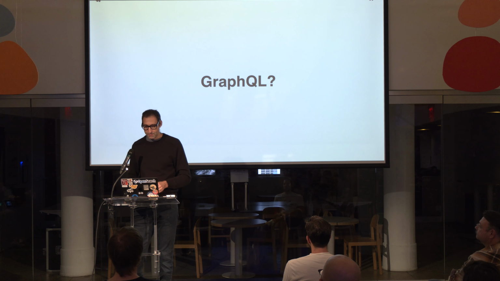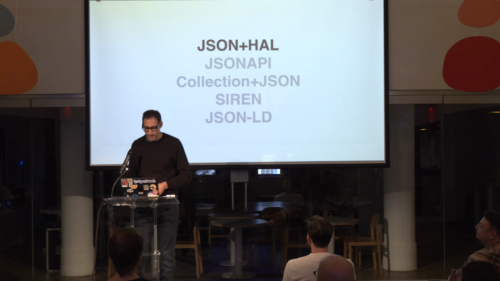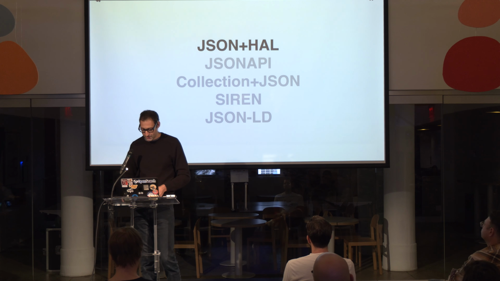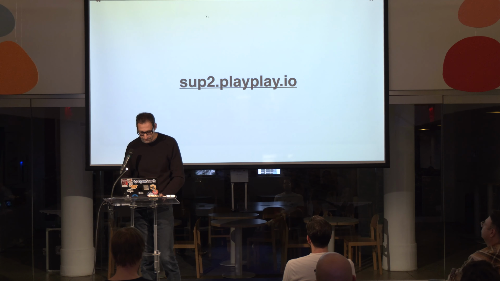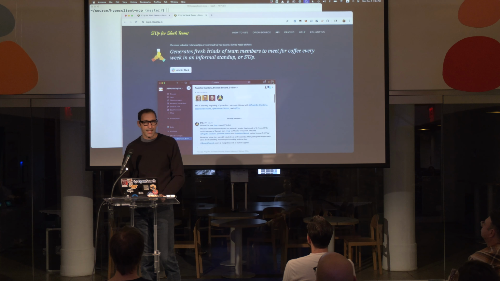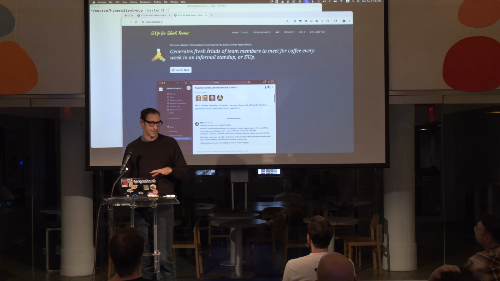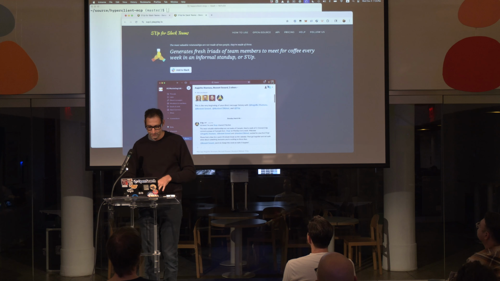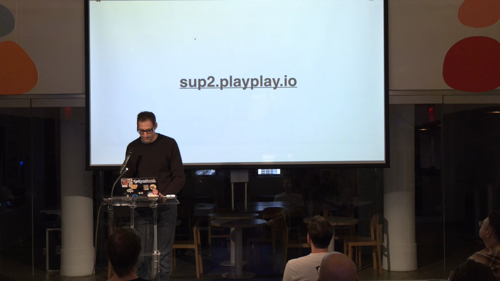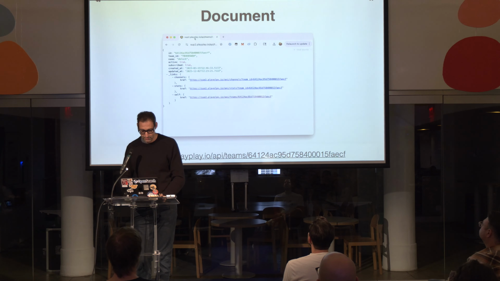But there are other ways, and some simpler ways, which I use in my pet projects. I picked a Hypermedia format called JSON HAL. This is what it looks like. I have this website, a Slack bot that creates triads of people for informal chats. It's like $30 a year. It's like Donut, but simpler and open source. It's called SUP. And SUP has an API, and the API looks like this.